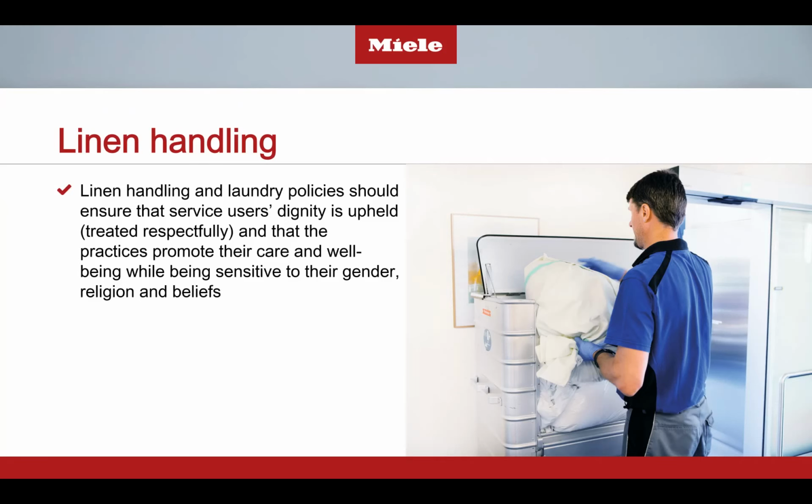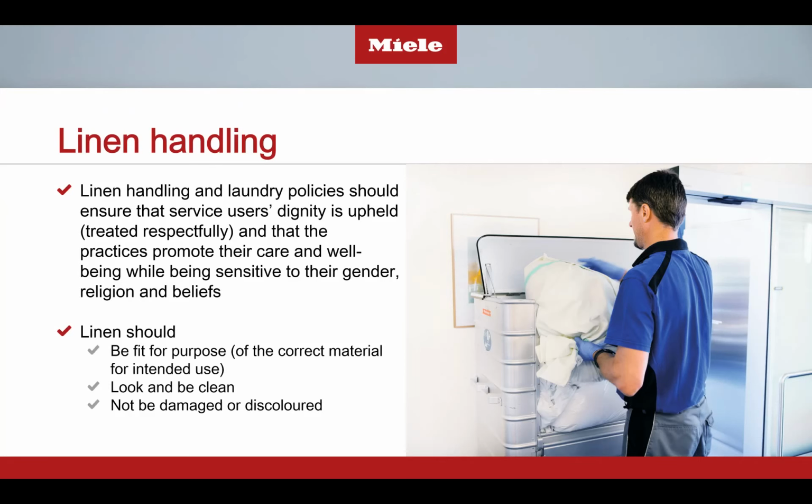Handling personal linen should be done in a sensitive way, taking into account the needs of the individual. There could be some residents who require particular washing powders to be used due to allergies, or others who might be sensitive about the way their clothing is handled due to religion or gender. Care should be taken that the linen used in the home is material that's fit for the purpose for which it's intended, that the linen both looks clean and is clean, and that it is not damaged or discoloured either.